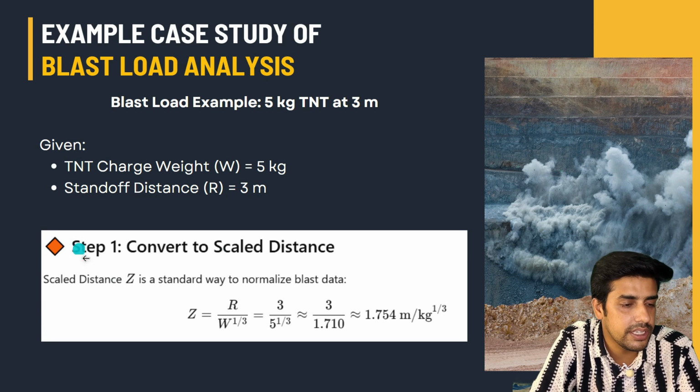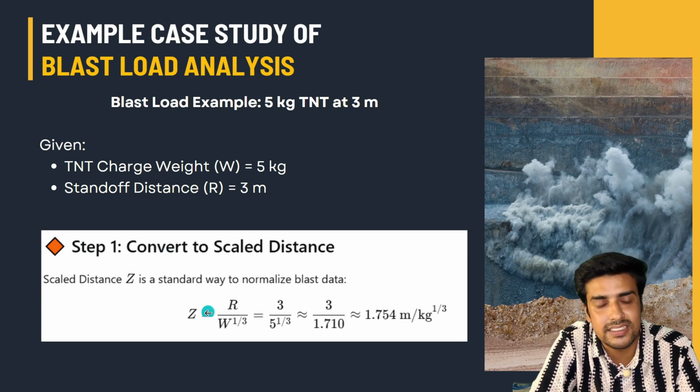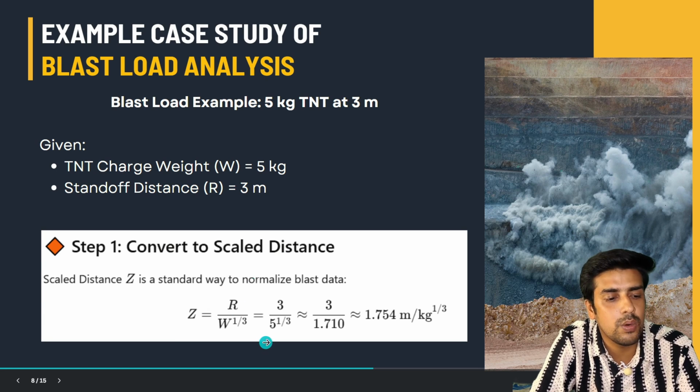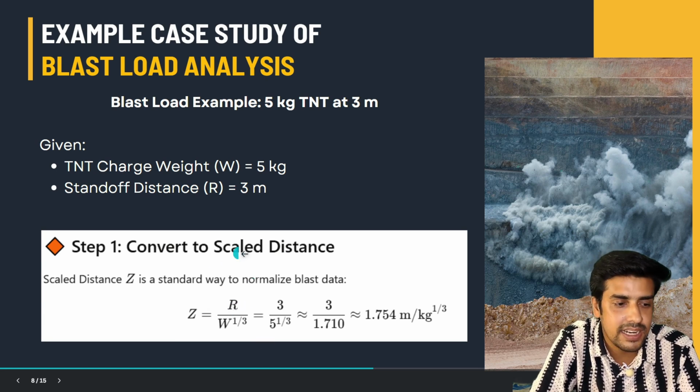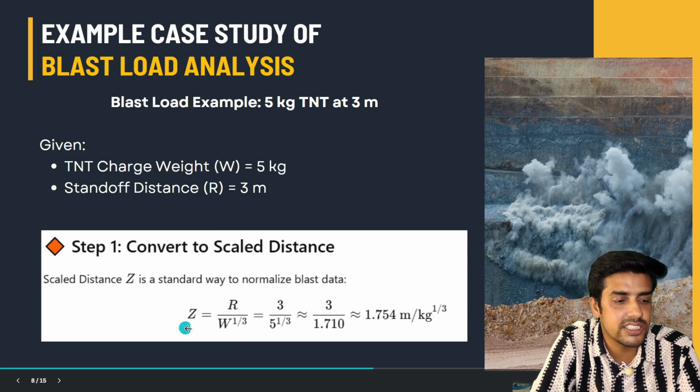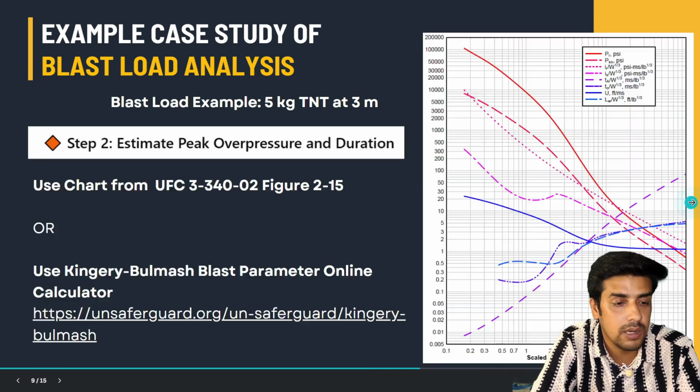First step that you need to do is convert it to the scaled distance. The formula for the scaled distance goes like this: Z is equal to R over W to the power 1 by 3. R is our standoff distance, W is our TNT weight, and you are going to get 1.754 and something. So this scaled distance is going to be used in the charts to get the peak overpressure. How? Let's see.